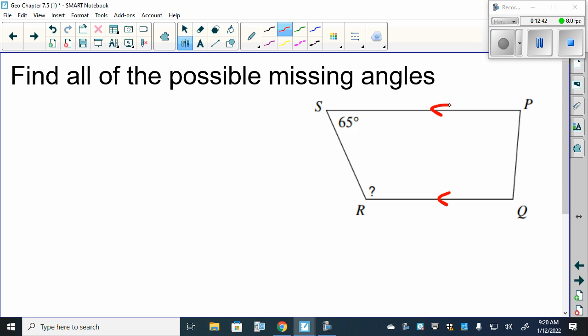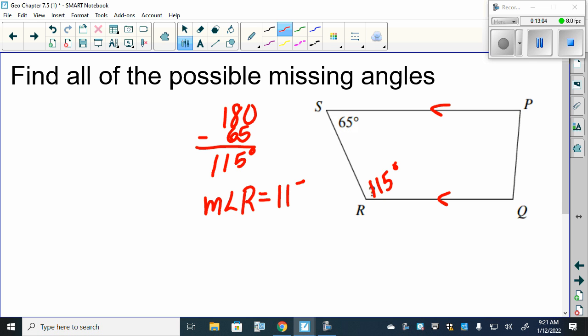But I do know that S and R add together to be what? So I can take 180 and subtract what? So 180 minus 65, 115 degrees. So we can say that the measure of angle R is equal to 115 degrees.